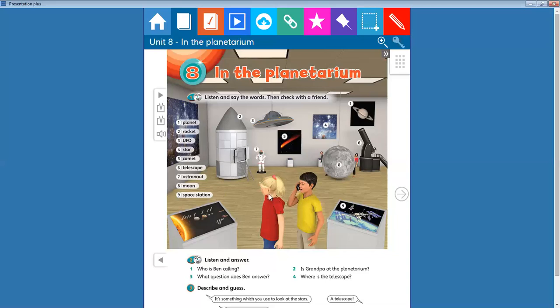In this picture we have, of course, Ben and Lucy, and maybe they are looking for something. Here, Ben is talking on a phone with someone. So let's discover who he is talking to. In the next exercise, we have 4 questions. We have to answer them, and to do that we have to listen to this audio. Let's read these questions first. Who is Ben calling? Ben is calling someone. Who?